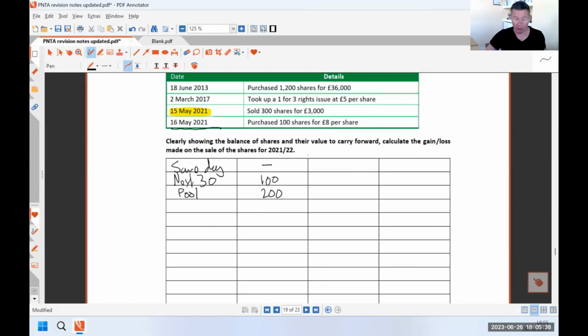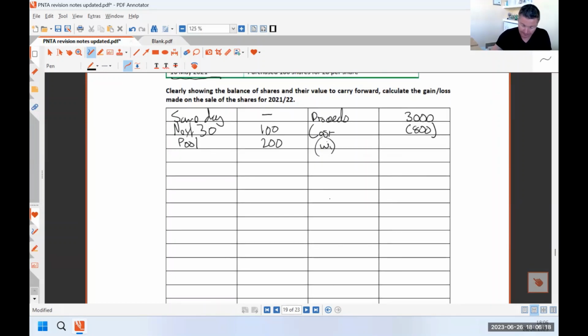So we can set up our little pro forma. So we've got our proceeds. So sold 300 shares for £3,000. So that goes there. We then start putting in the cost. So we've got the cost of the ones that we purchased in the future, which is going to be 100 shares at £8 each, which is £800. And we've got another one, which is our share pool. So we just put together our share pool.